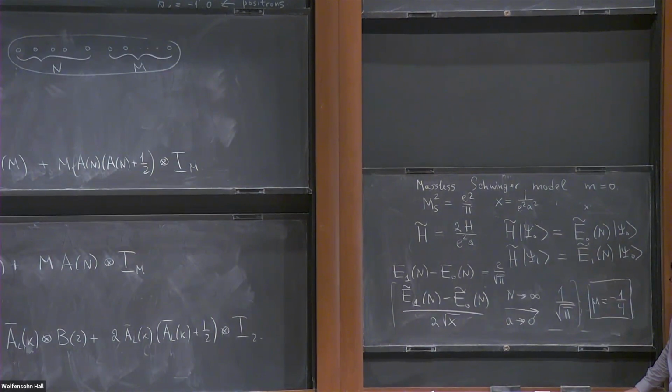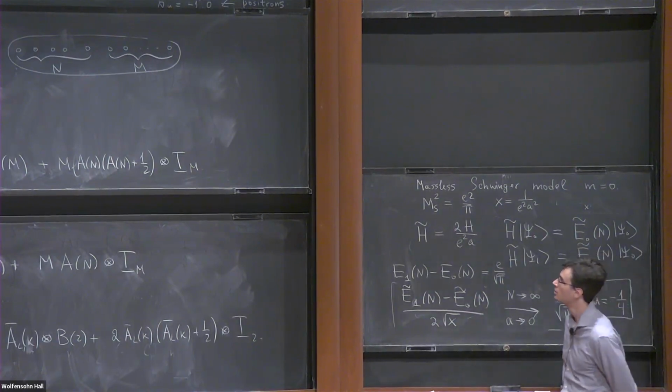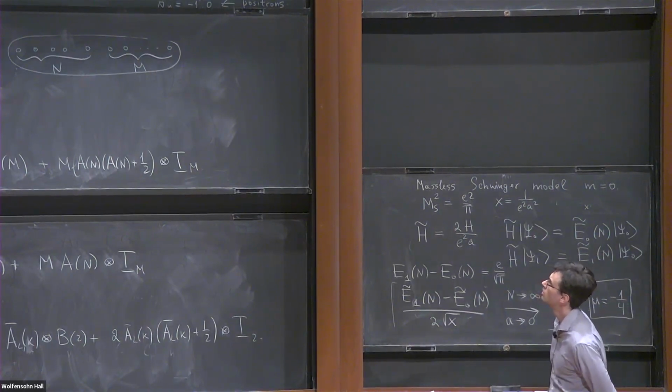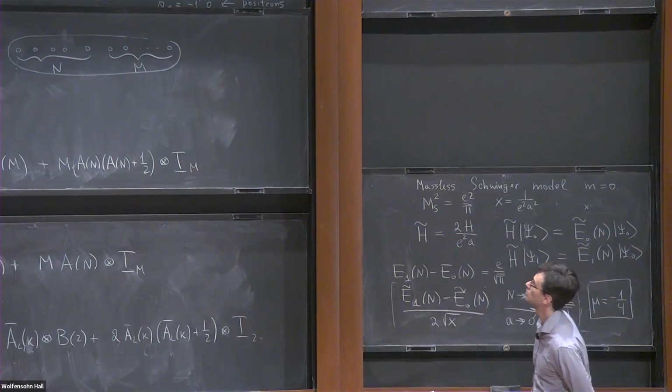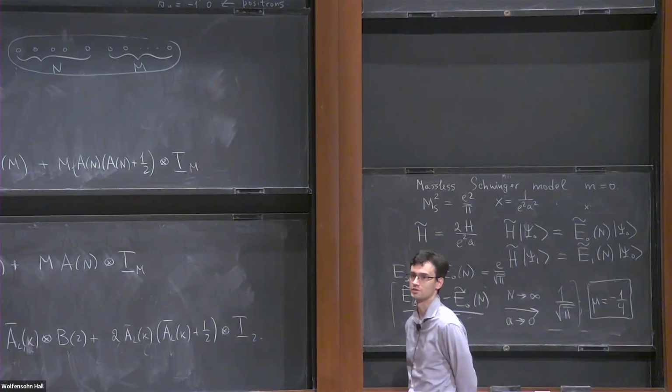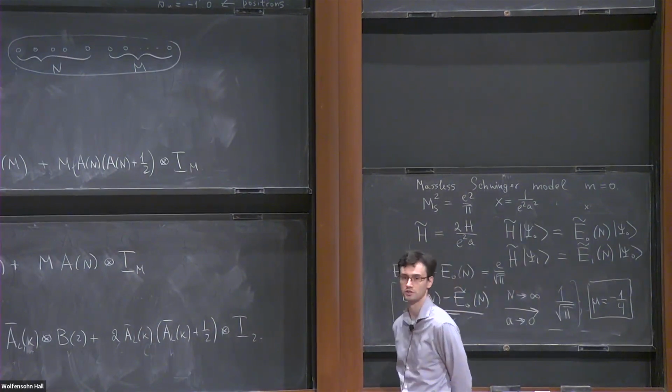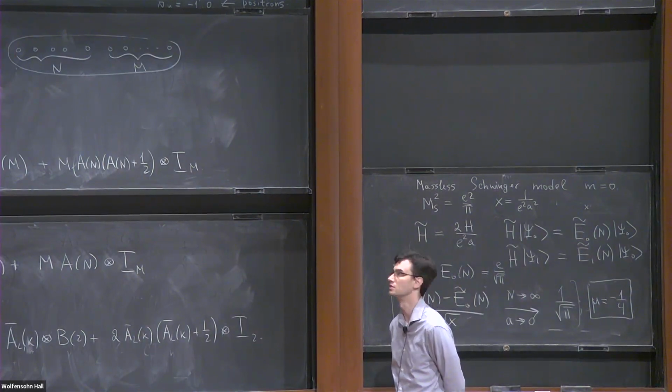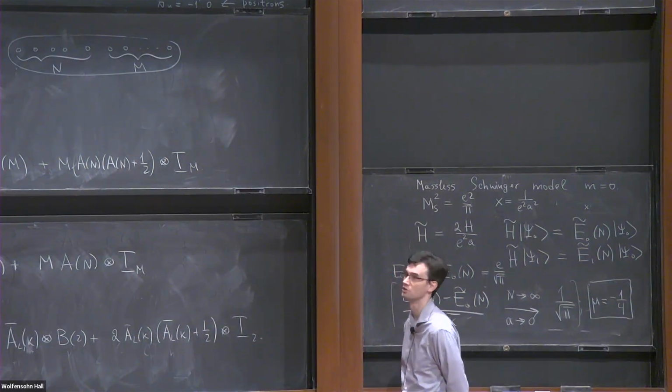More questions? Yes. Is there any way to see that this form for the Hamiltonian is the only thing that obeys Gauss's law for the spin chain? No, I think there are different formulations for the lattice model. Yeah, there are. It's not the only one.